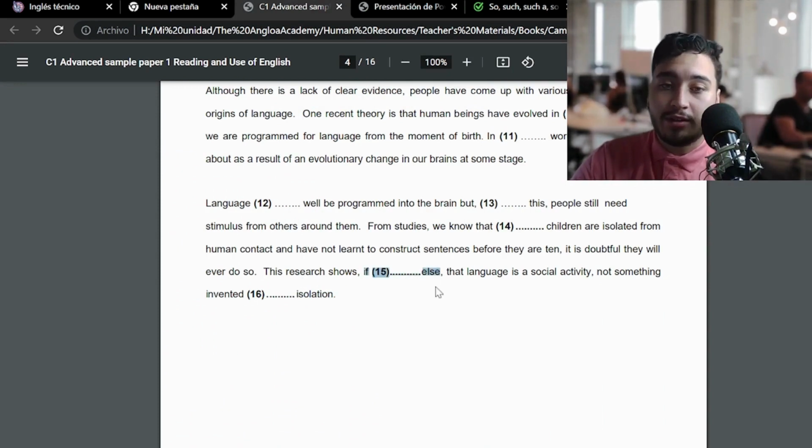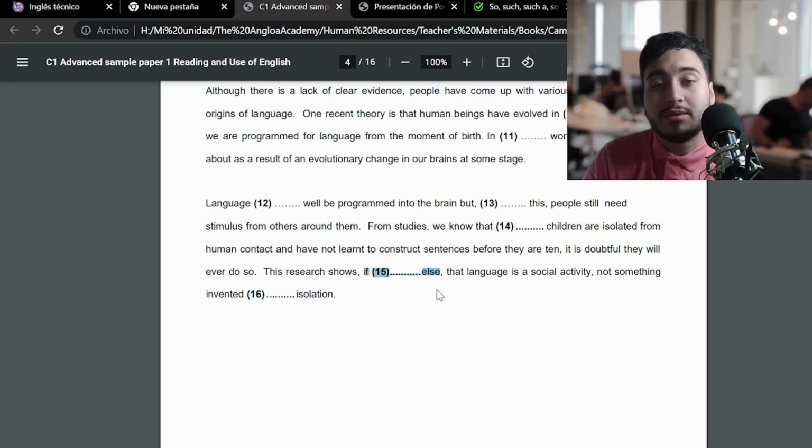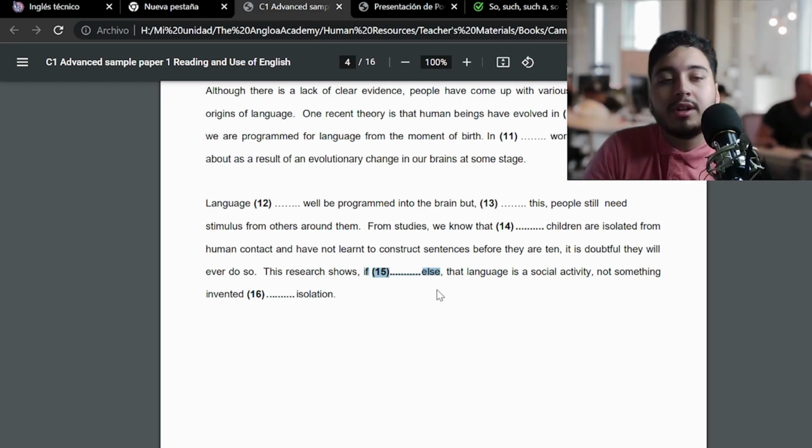"If nothing else" here, you see, because this is an expression, if nothing else, we don't have any conditional here. Even though this is a conditional, we don't have to search for any conditional. This is one of the tricks they do. This is full of tricks and traps for you. But here it's "if nothing else," an expression.